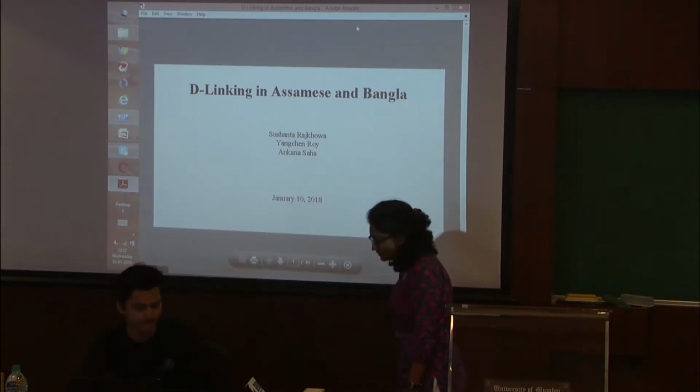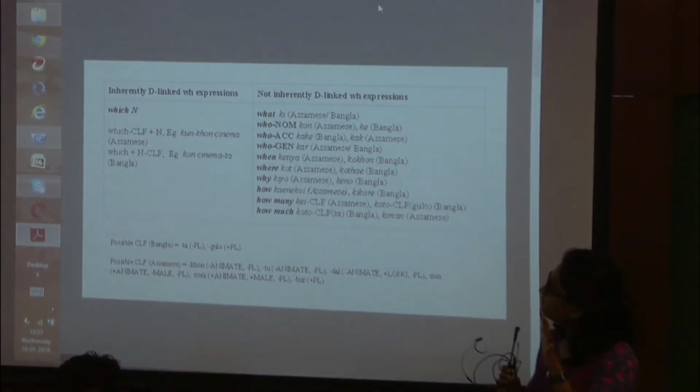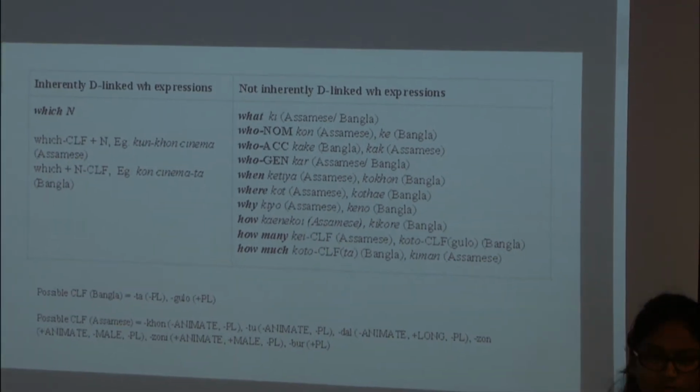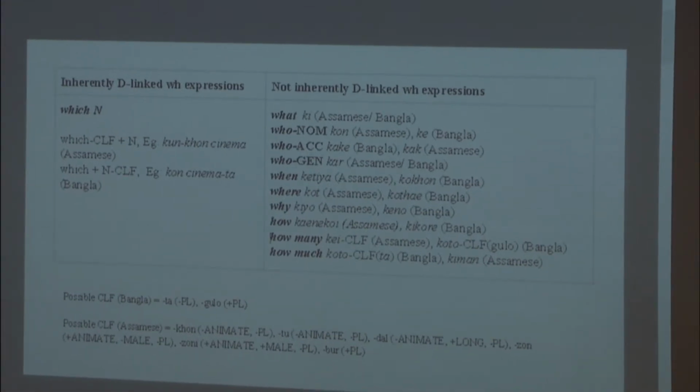So we're going to talk about delinking in Assamese and Bangla. We'll first give you a brief picture of the description of our WHs. These are not all of them, but we came to realize that there are more. Then we'll talk about the contexts in which you can use a delinked WH and the ones where you can't. Then we'll check for the islands in which you can have a delinked WH or may not be able to. And finally, I think we have a part about superiority effects.